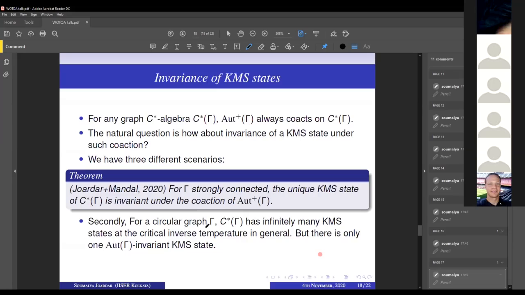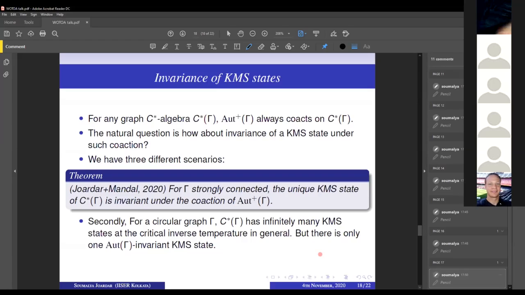And for a circular graph, if we change our graph and take a particular circular graph, we can prove that C*(Γ) has infinitely many KMS states at the critical inverse temperature in general, but there is only one group invariant KMS state. And if it is group invariant, then it has to be quantum group invariant also. That is an easy result. It is not difficult, but I will mention that.